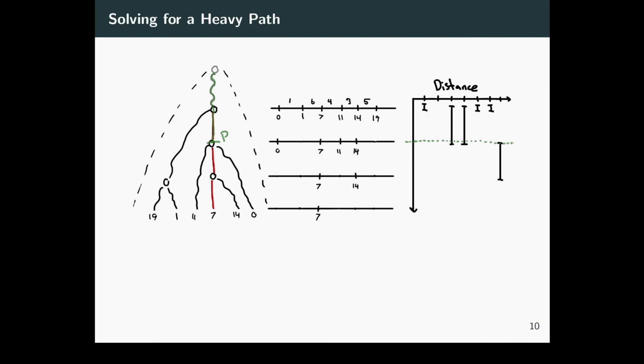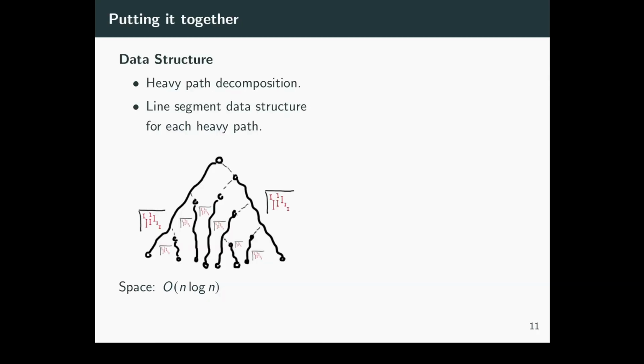And this problem turns out is a well-studied problem called the orthogonal line segment intersection problem. And there exists a linear space data structure for this, linear in the number of line segments in the data structure, that can give us these k first lines in linear time, O of k time. So this becomes our data structure.